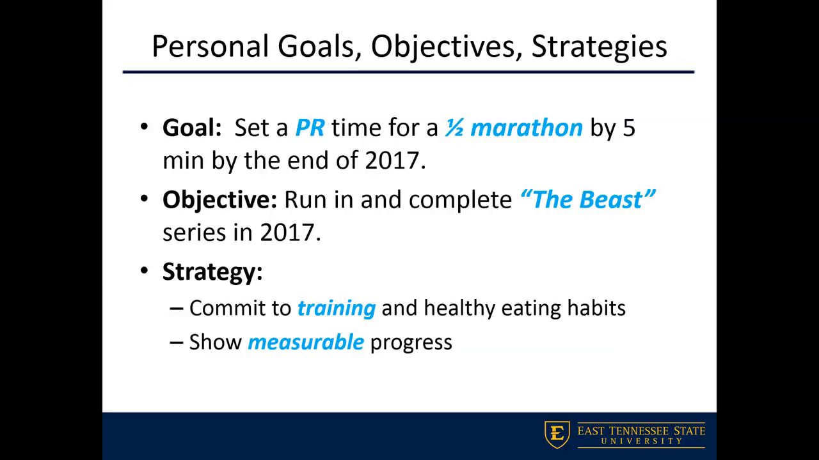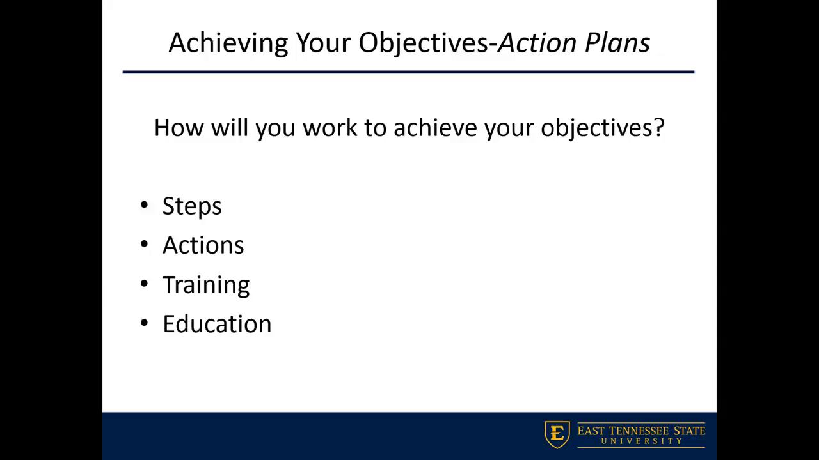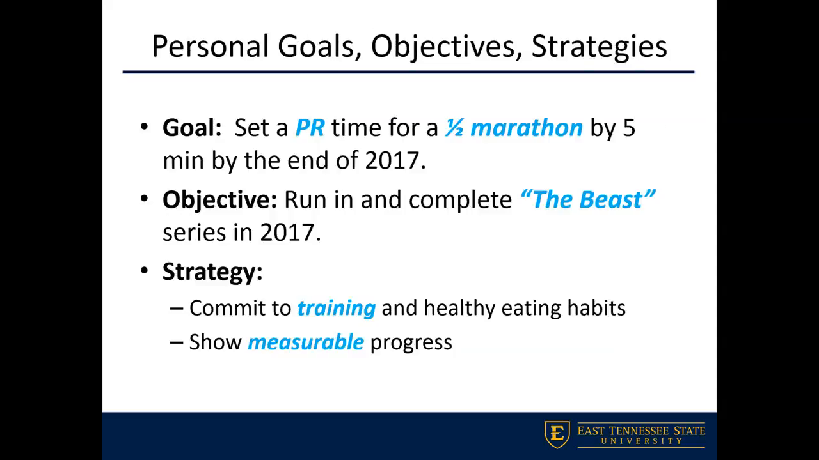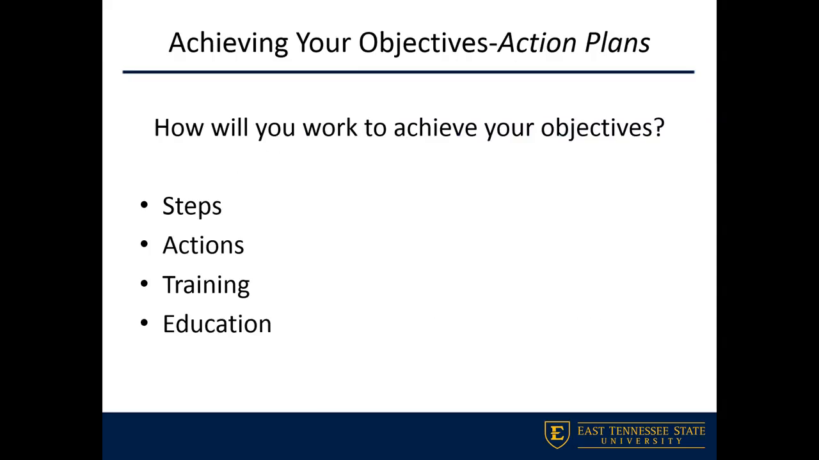So let's move on to talk a little bit about, let's go back one, talk about this strategy. Sometimes it's called action plans, but we'll talk about strategies and action plans and how I interpreted the information and how I plan to show that measurable progress. So achieving your objectives, you need to sit down and think about, how am I going to go through doing that?